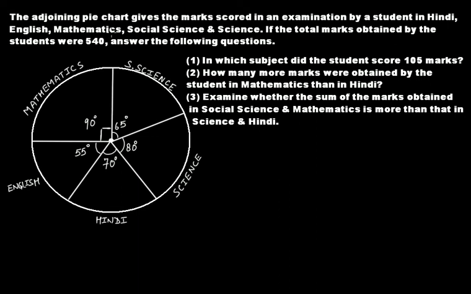The adjoining pie chart gives the marks scored in an examination by a student in Hindi, English, mathematics, social science and science. If the total marks obtained by the student were 540, answer the following questions. So we have three questions. We have this pie chart and different sectors that represent different subjects. The total marks that this pie chart represents is 540, that is given here.